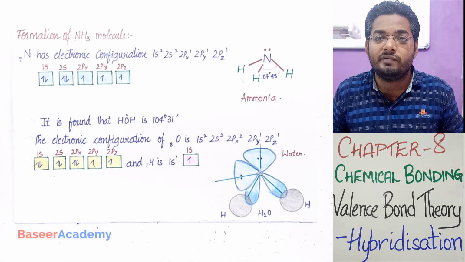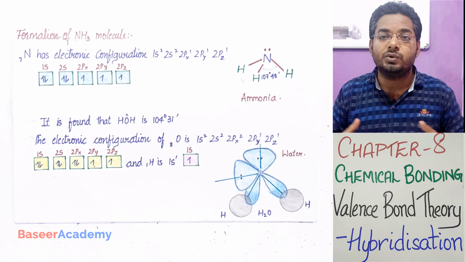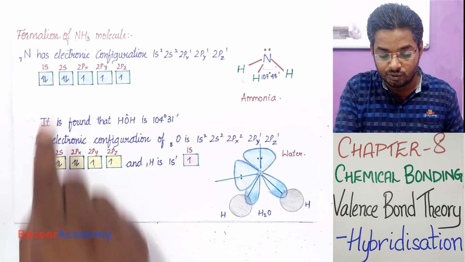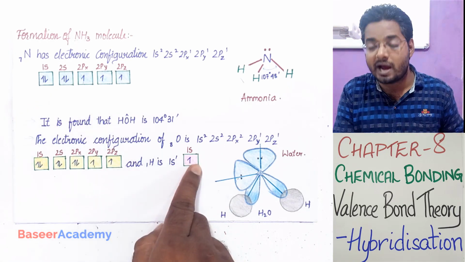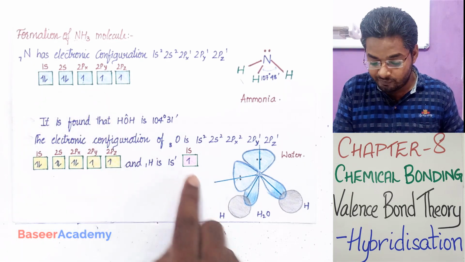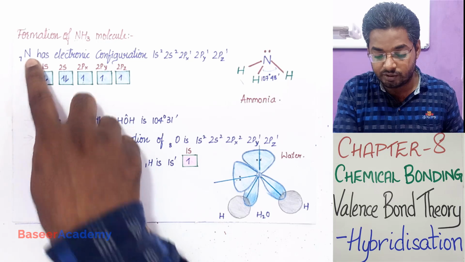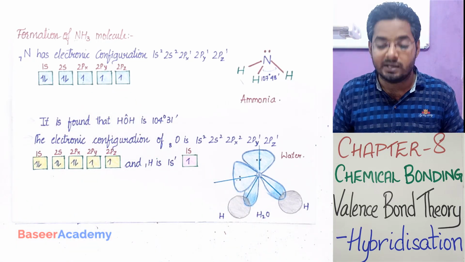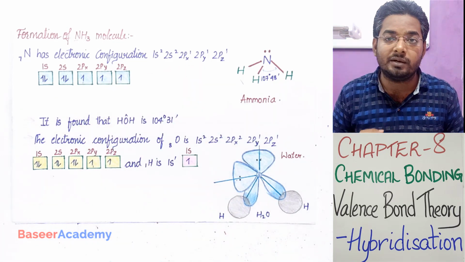From the valence bond theory, we know that when two atoms come close to each other, the outermost orbitals having unpaired electrons should overlap. So the 2px orbital of nitrogen should overlap with the 1s orbital of the first hydrogen atom. The 2py orbital of nitrogen should overlap with the 1s orbital of the second hydrogen atom. The 2pz orbital of nitrogen should overlap with the 1s orbital of the third hydrogen atom. Since nitrogen has 3 unpaired electrons, it can very well form 3 covalent bonds.